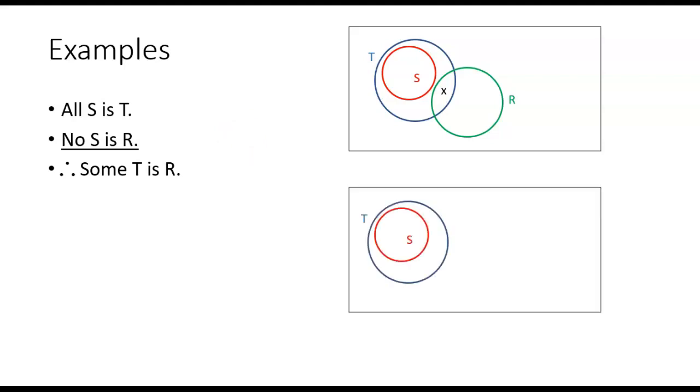There's your S, there's your T. S is sitting in T, so that first premise is met. No S is R, so I can draw the R over there someplace. And notice in this case, my conclusion, some T is R, is not true. It does not follow from it. So that's why my statement is invalid, or my syllogism is invalid.